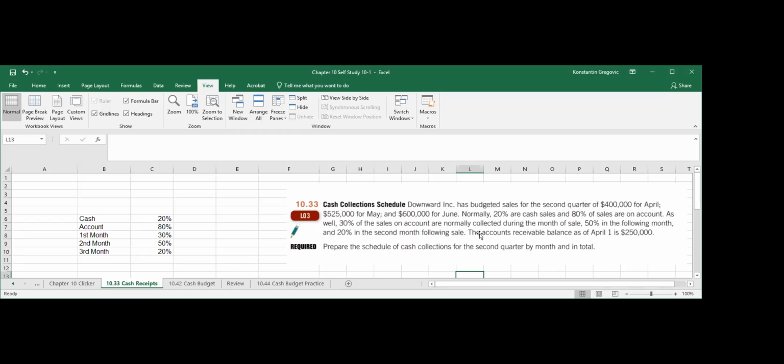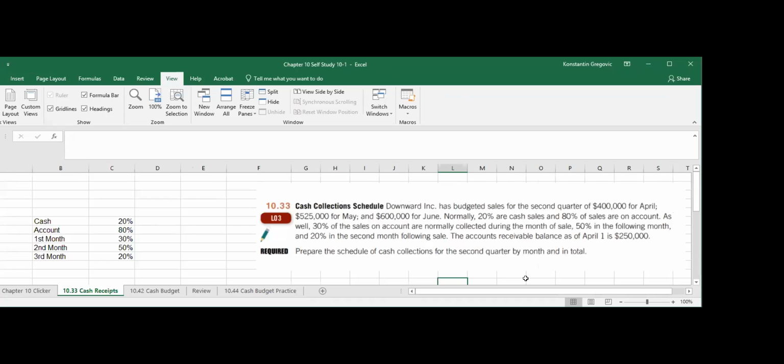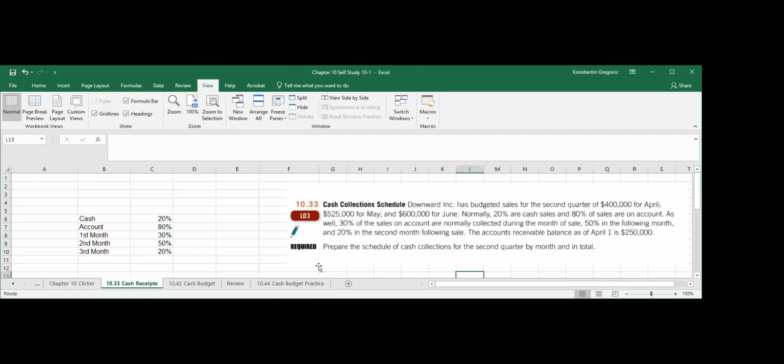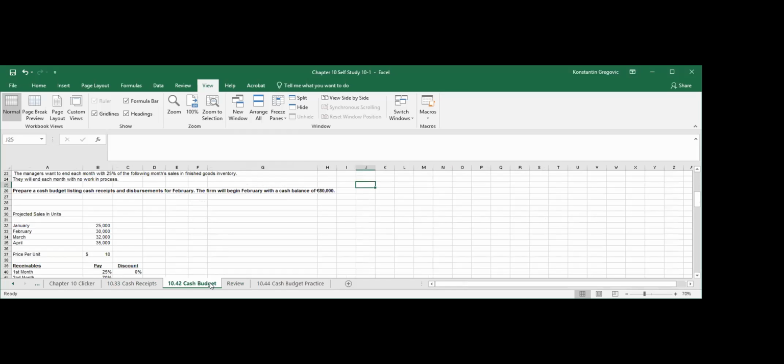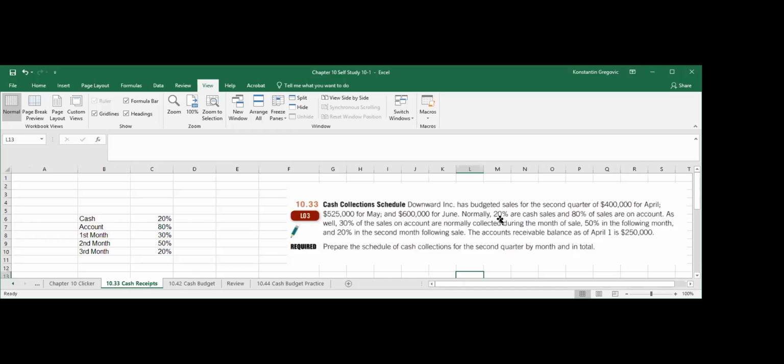Is that clear? Yep. Yes? Okay, so 10.33. We've already gone through a pretty good problem here. Let's take, how about seven, take it up around 7:05. Is that enough time? Yes. Okay, so set up the spreadsheet like I did it over here or similar. They're basically asking April, May, June, do the schedule of cash collections by month and in total. It says second quarter. Second quarter is April, May, and June. So let's take it up at 7:05.